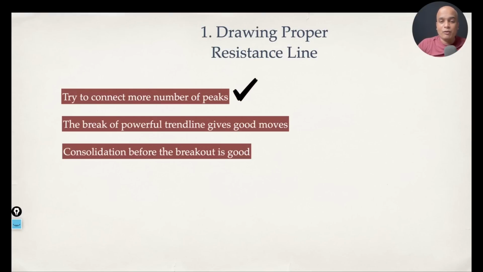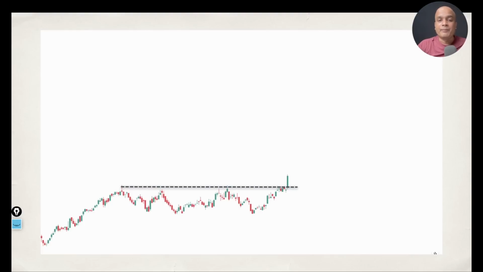Okay, so now we know the number of peaks parameter, right? So you should try to connect more peaks. So this is clear. Now the break of a powerful trend line will give a very good, big move actually. If you look at this particular trend line, this is a powerful trend line, right? Because it connects 1 2 3 4, approximately 5 peaks.